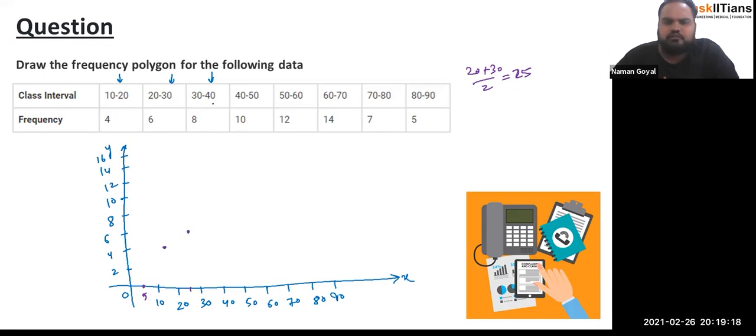Now 30 to 40, the midpoint is 35, and for 35 the frequency is 8. So we take this point. Now 40 to 50, the midpoint is 45, and for 45 it is 10. Now 55 is 12, 65 is 14. Then for 70 to 75 it is 7, and then 5. Now we have to join these points with a line, like this.